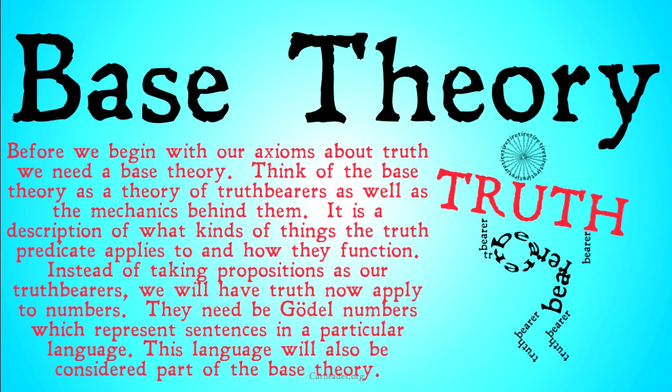Before we start with the axioms about truth, we're going to need a base theory. Think of a base theory as a series of truth bearers as well as the mechanics or the basic logic behind them. It's a description of what kinds of things the truth predicate can apply to and how they function. Instead of taking propositions or sentences as our truth bearers, we'll have truth now apply to numbers.